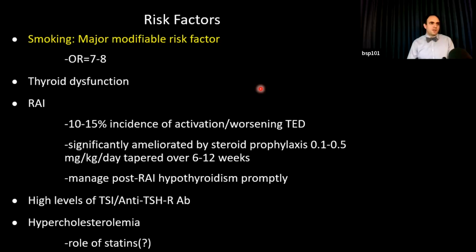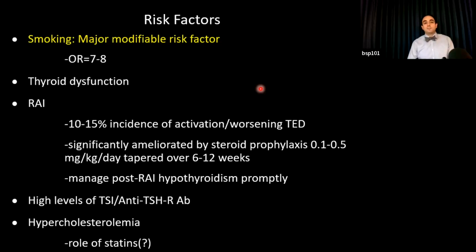Additionally, thyroid dysfunction, which again is modifiable. My endocrinology colleagues monitor and address that, and that helps to improve the course of the disease by keeping patients euthyroid. Another risk factor that we are to blame for, but can address, is radioactive iodine.